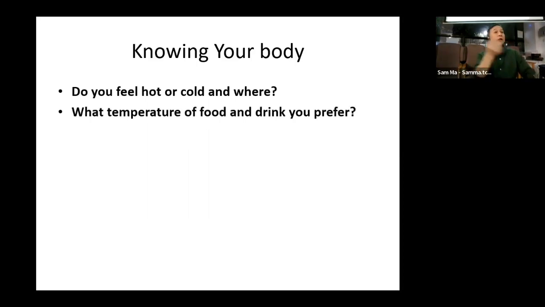What temperature of food and drink do you prefer? That indicates what we discussed just now: is it yang deficient or yin deficient, or yang excess or yin excess? So you can actually detect it, can't you? Can you see the link now? Okay, so you can find a way to remediate that. So identifying yourself is very important.